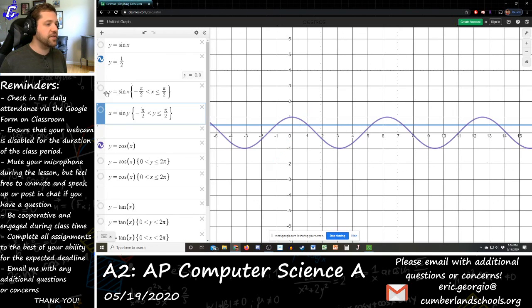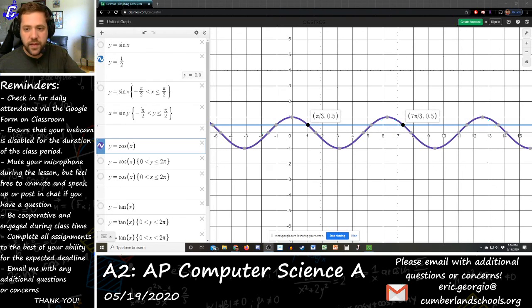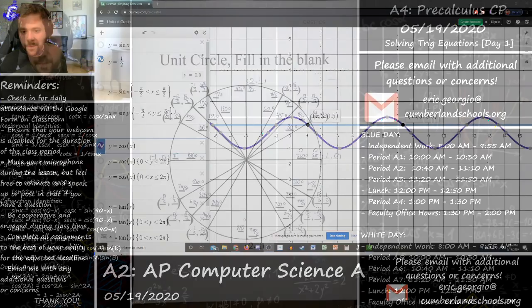Okay, cosine's kind of the same deal. If you look here and you're saying what's the cosine inverse of 1/2, you're going to see it's the same deal where it fails the horizontal line test. But let's go back to our unit circle quickly again.